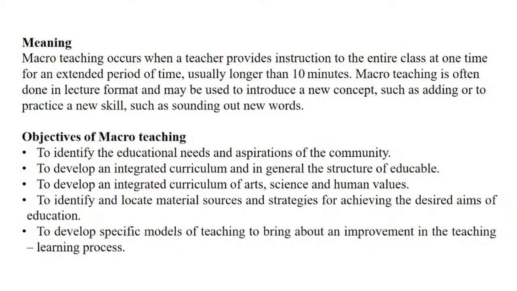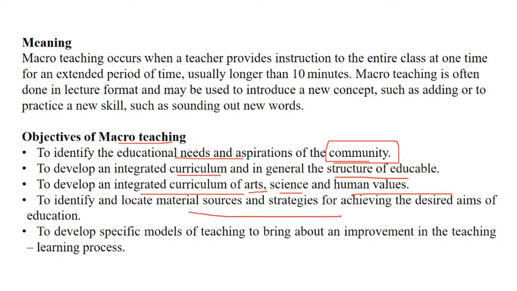So here, what is the objective? To identify the needs and aspirations of the community, here meaning the student community, to ensure that the curriculum is integrated with a specific structure, an integrated curriculum of art, science and human values. Art means a skill of delivering it. Science means using it in a systematic way, and human values means inculcating different values while experimenting with macro teaching, using correct sources and strategies to achieve the aims of education, and bringing a specific model of teaching so that there is an improvement.